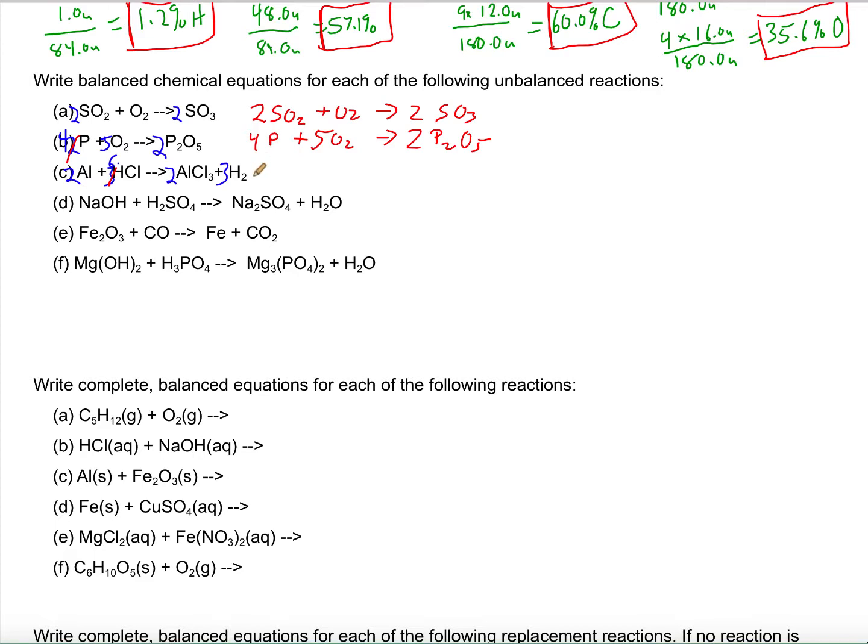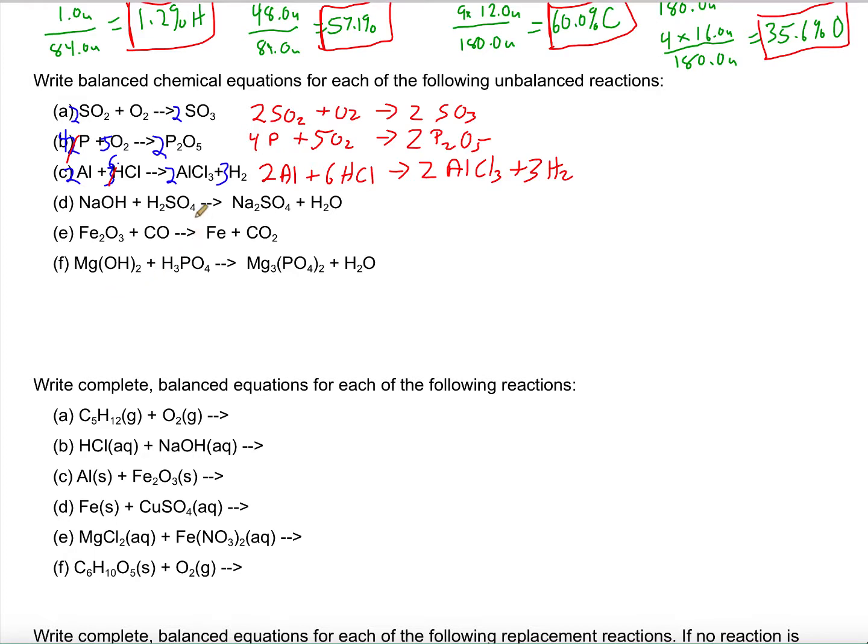And that gives us a balanced equation, which simply says 2Al plus 6HCl yields 2AlCl3 plus 3H2. All right, number 4, as we continue on these, we have NaOH and H2SO4 combining together.